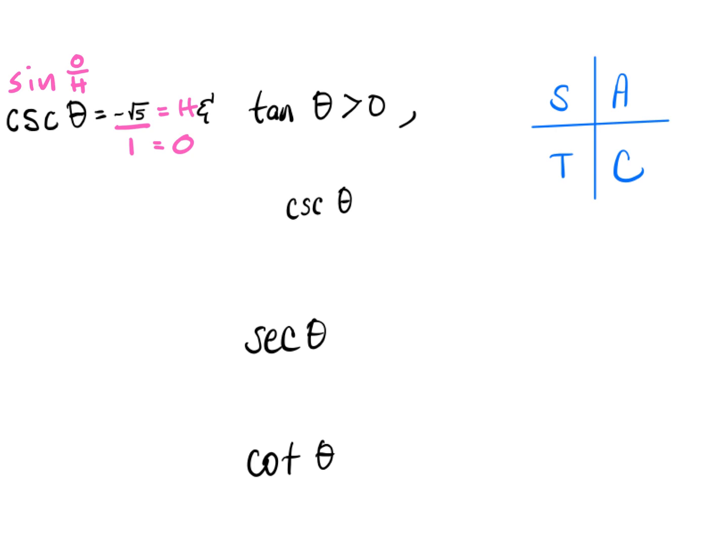So cosecant, or sine, is negative. So it's not in the all positive one. It's not in the sine positive one because it's negative. Tangent is greater than 0, so that tells us that tangent is positive. So which quadrant are we in? T. Tangent is positive, so we're in the tangent positive one. S and A are not positive, right, because cosecant was negative. So you're not in the all positive, you're not in the sine positive.